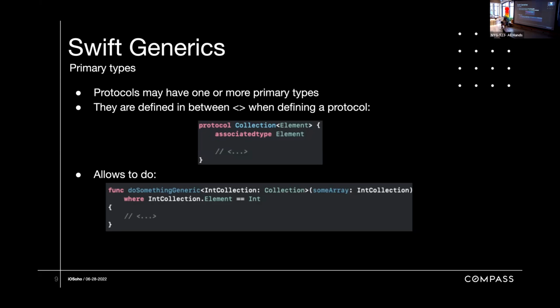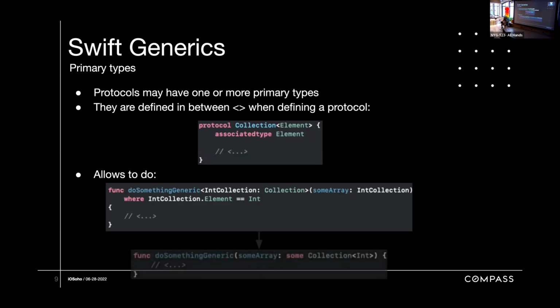So for example, for collection, with Swift 5.7, you can specify the element primary type, and it allows you to do so. If we come back to the definition we used to have for this verbose collection method, basically replace it with this code, which is much more natural to write in Swift: some Collection of Int. And it will allow you to use any kind of array, set, or anything that is a collection of Int.